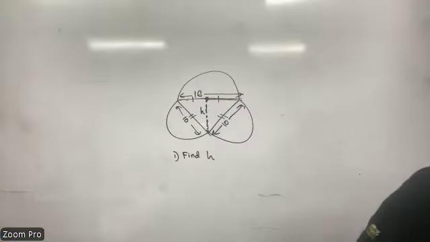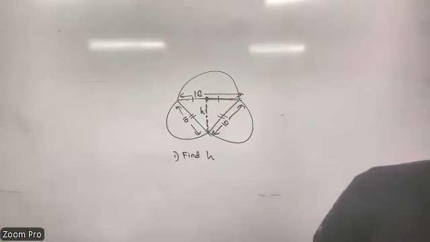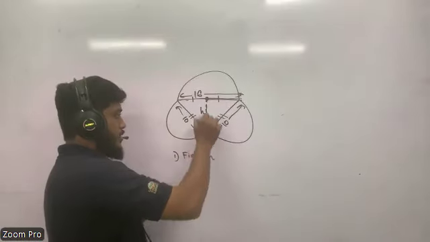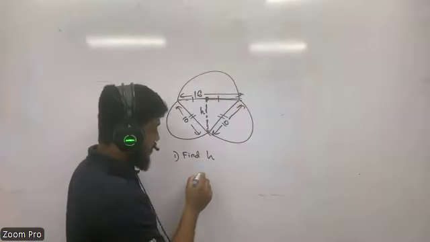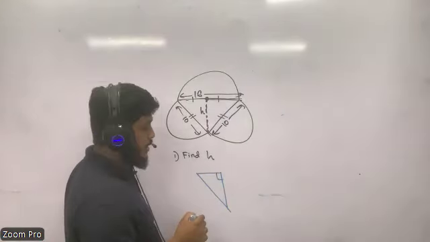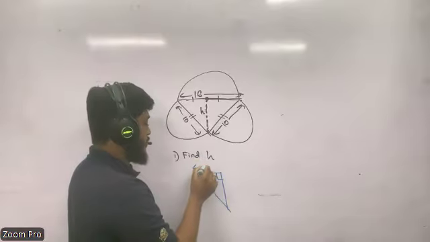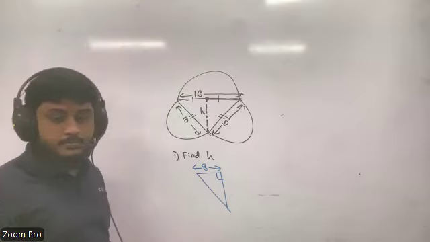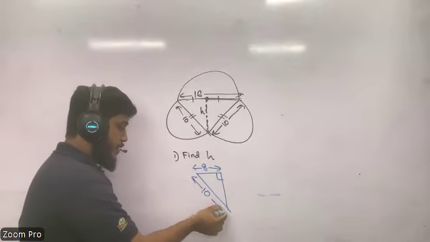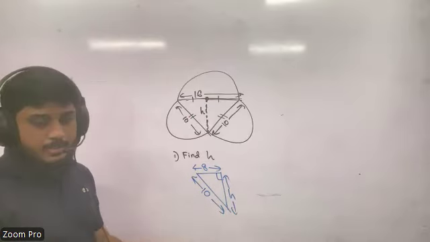Okay, nice. Now let's see how to find this H value. For that, you have to select this triangular piece. I will draw it separately. If you take this triangular piece, from here to here is 16, and from here to here is 8. From here to here it is 10, and from here to here it is H. This is a right angle triangle.